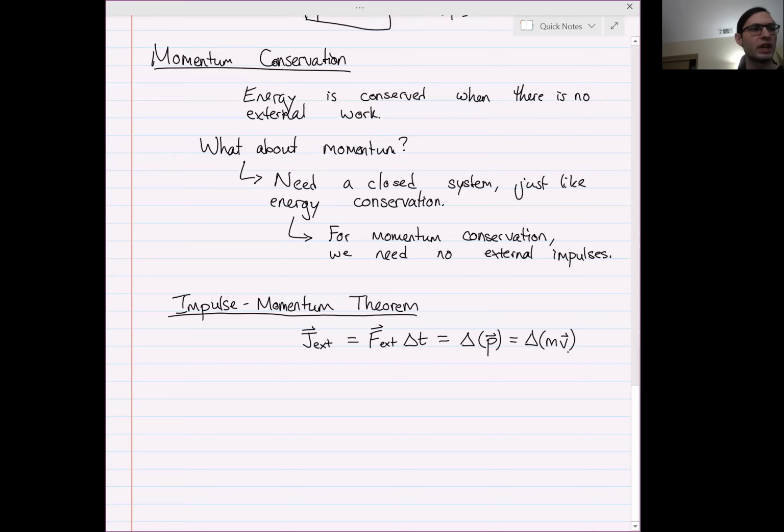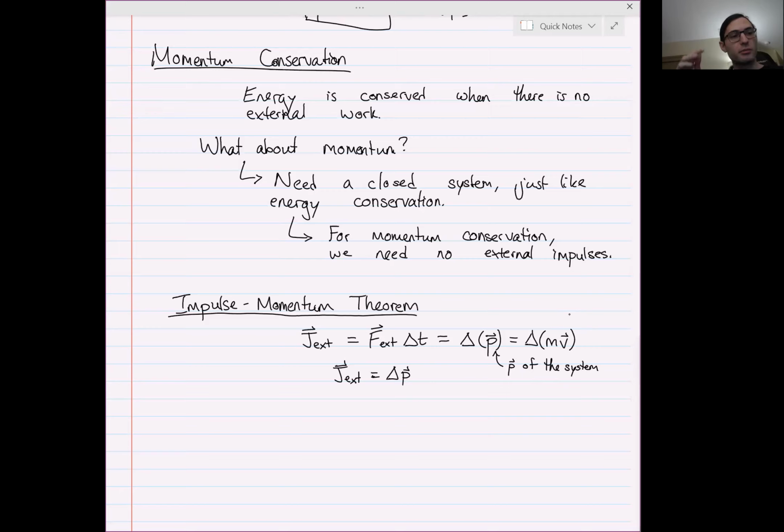If we wanted to summarize it in one line, it would be J external equals delta p. But I added these extra tidbits to clarify. So p is the momentum of the system. You would find the momentum of each part and then add them together. And for a single object, which has one mass and one velocity, it would just be the mass times the velocity of that object.